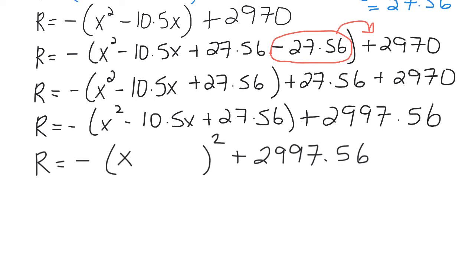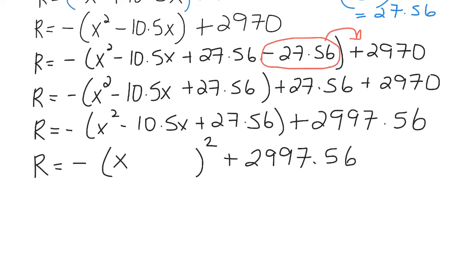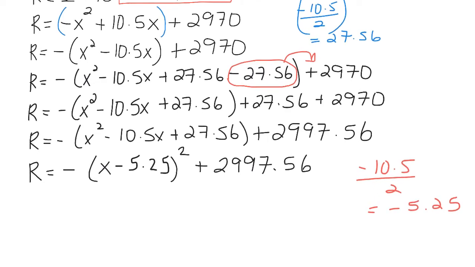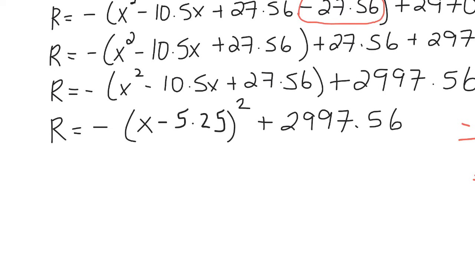And to figure out the number that goes inside of my bracket, I'm just going to simply take my b value, so negative 10.5, and I'm going to divide it by 2. So I'm going to do that here off on the side. So negative 10.5 divided by 2, which works out to be negative 5.25. So negative 5.25 is going to go inside my bracket. So this is my final equation in vertex form.